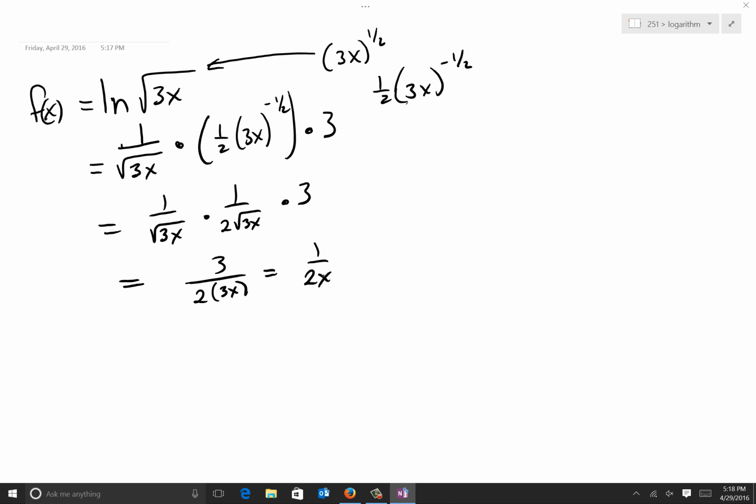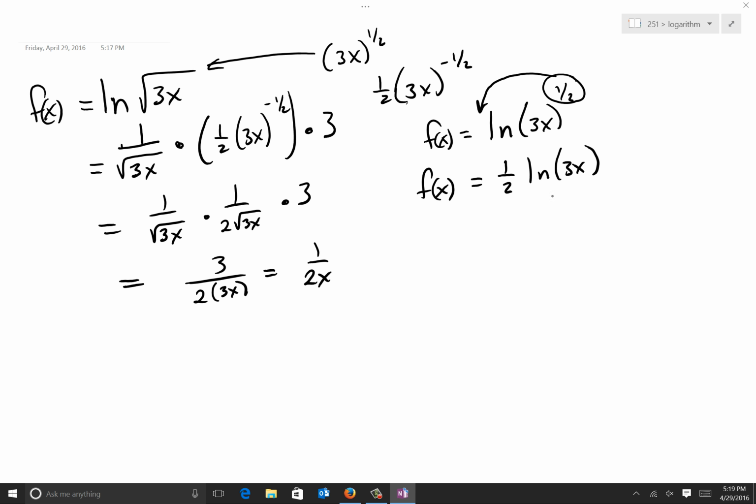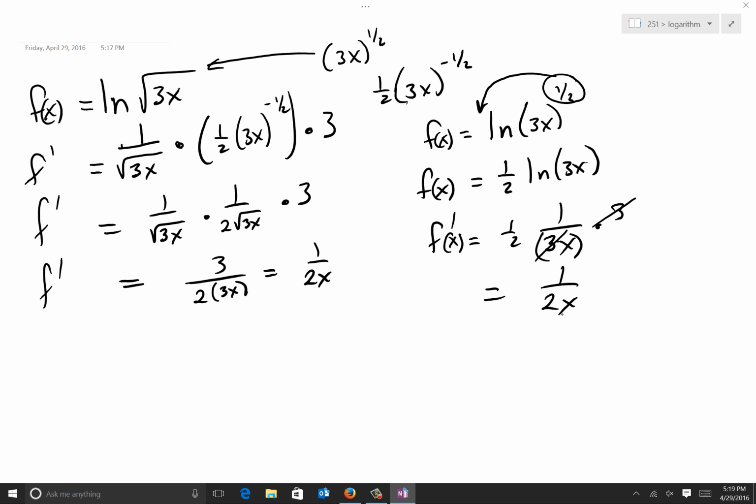Now, interesting to note, we love logarithms. If you don't, you really should, because logarithms are awesome. This, you see, is exactly the same function, right? I just wrote it differently. Now remember, the power rule for logarithms says if you have an exponent up here, you can bring it out front and multiply it. So this is the same function as the one above. So if I take the derivative of this guy, I will get, well, again, I leave the half alone. I will get 1 over the inside, which is 3x, times the derivative of the inside, which is 3. The 3's cancel, and I get 1 over 2x.